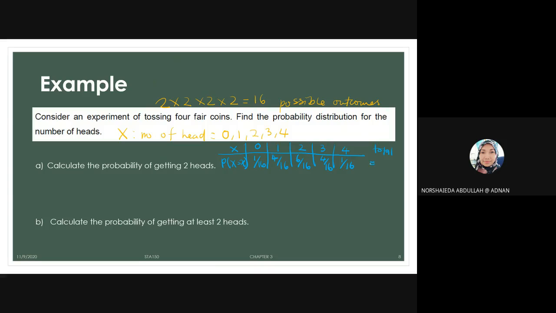must equal 1. Okay, if you add all the probabilities, it must equal 1. So that means your probability distribution is correct. Okay, so this is the probability distribution of the number of heads, right? So once we have this probability distribution, if we want to calculate any probability, it is easy. Okay, for example question A, we want to calculate the probability of getting 2 heads.